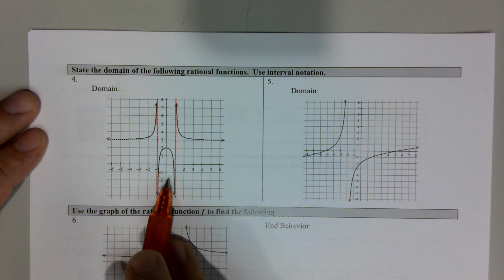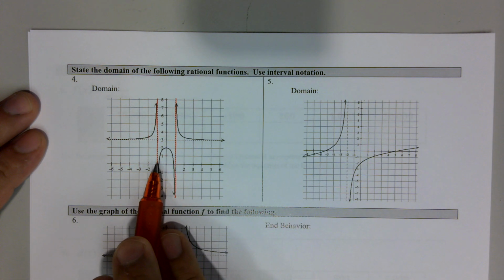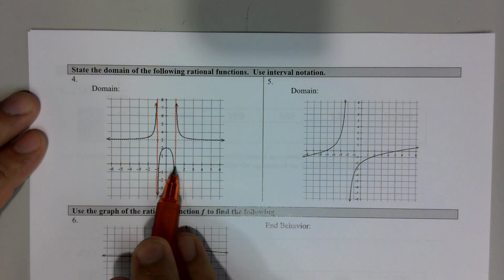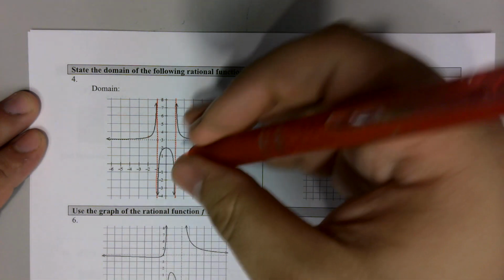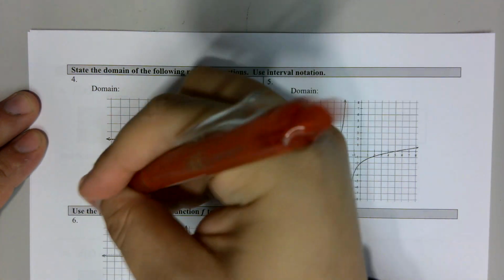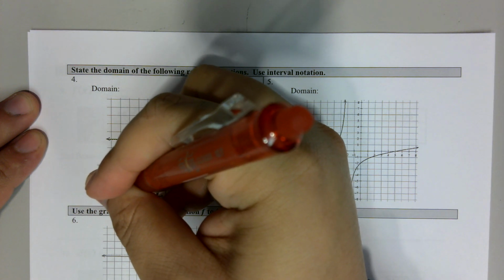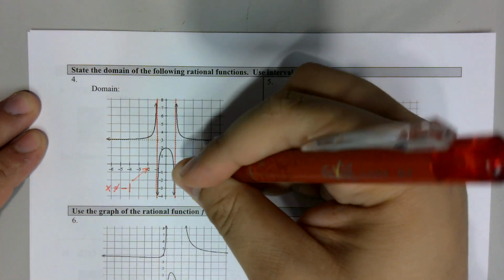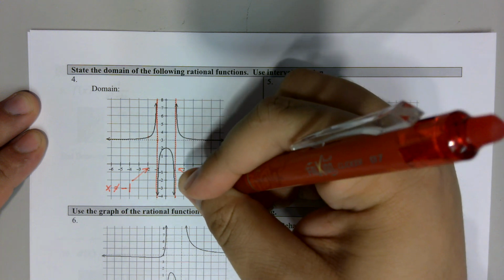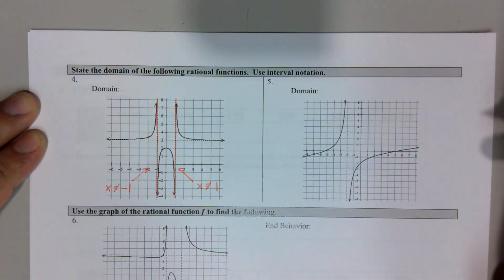So if we look at our graph, our function is not defined where x is equal to negative 1 and x is equal to positive 1. So this tells us x cannot be equal to negative 1, and this over here tells us that x cannot be equal to positive 1.